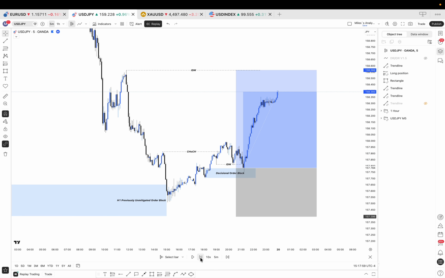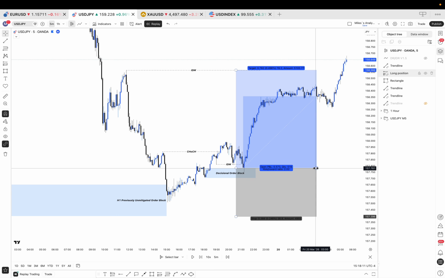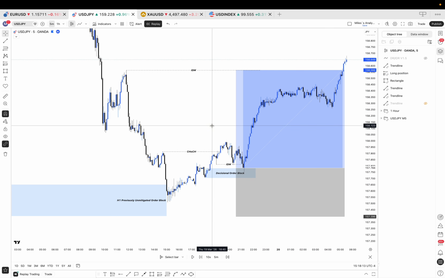So yeah, this is the trade breakdown on the USDJPY that we took last week in the Telegram and Discord channel, and it hit TP eventually, as you can see on this trade replay, right? It was a TP. So yeah, that's it on the trade breakdown. Now going to the analysis for the week ahead.